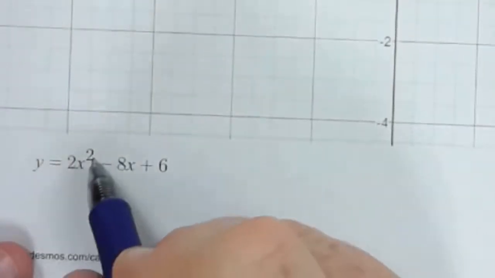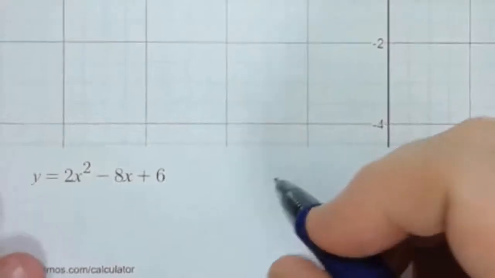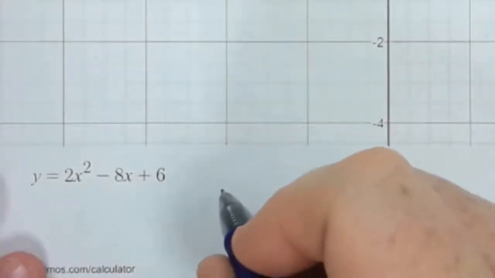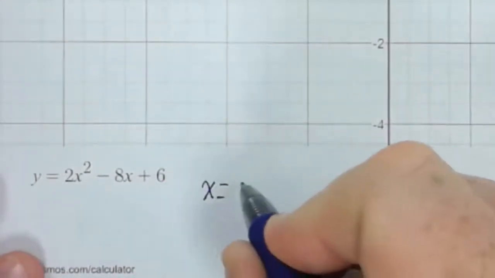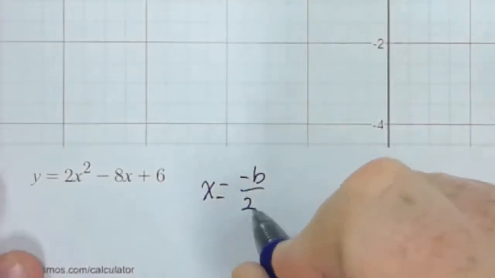Let's put this on a graph, and we have 2x squared minus 8x plus 6, and the first thing we want to calculate is the axis of symmetry, which is x equals -b over 2a.